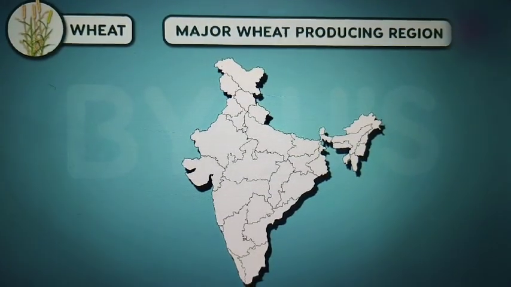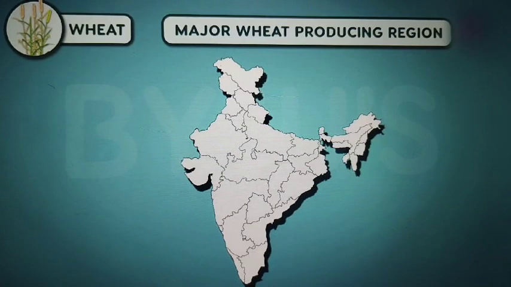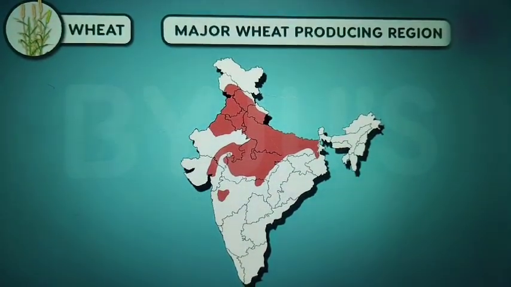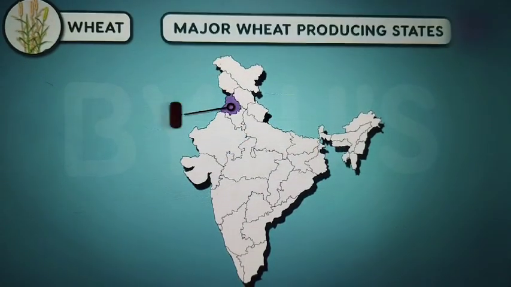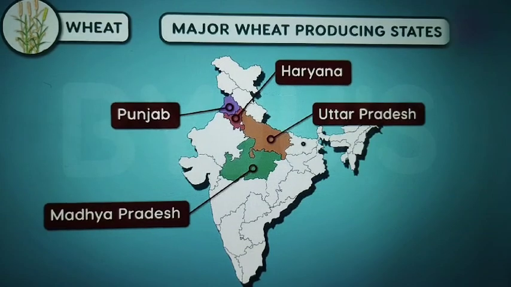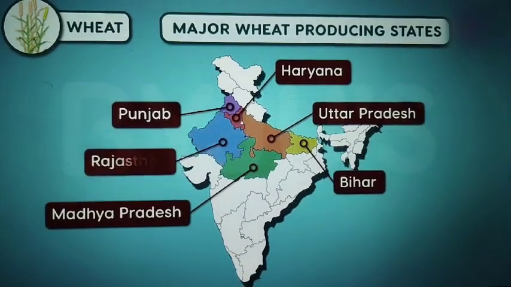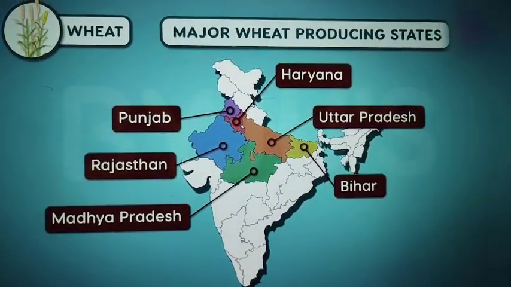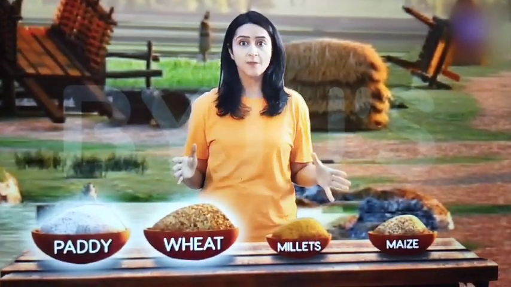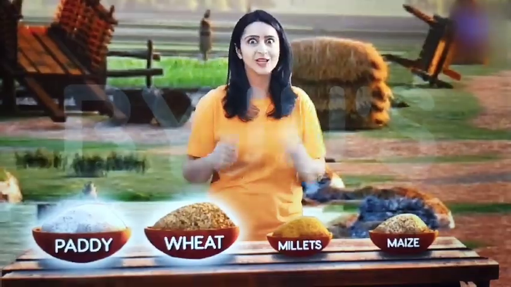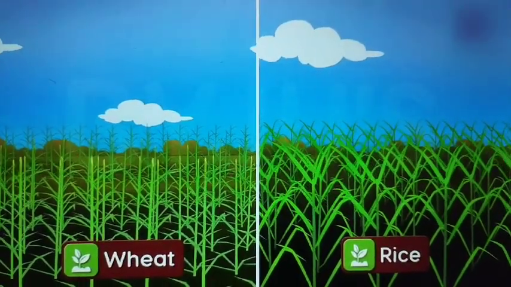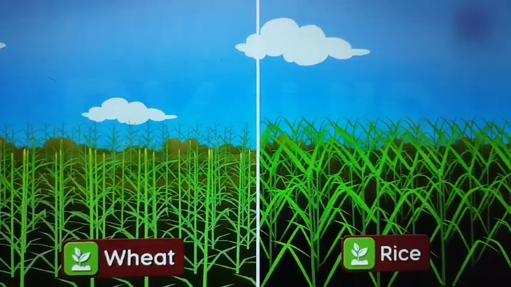In India, two major wheat growing regions are Ganga Satluj Plains and the black soil region of Deccan. Punjab, Haryana, Uttar Pradesh, Madhya Pradesh, Bihar and Rajasthan are the major producers of wheat. Wheat and rice are the two crops that we use almost on a daily basis. These crops require a significant amount of water to be cultivated.